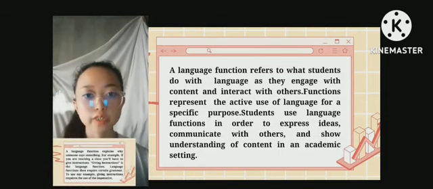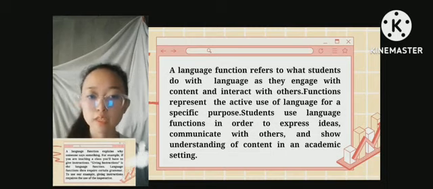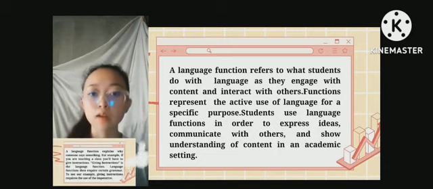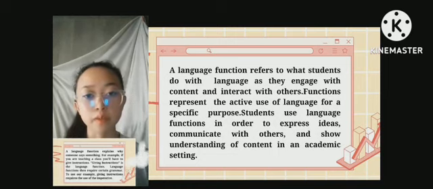A language function explains why someone says something. For example, if you are teaching a class, you'll have to give instructions. Giving instructions is the language function. Language function then requires certain grammar. To use our example, giving instructions requires the use of the imperative.